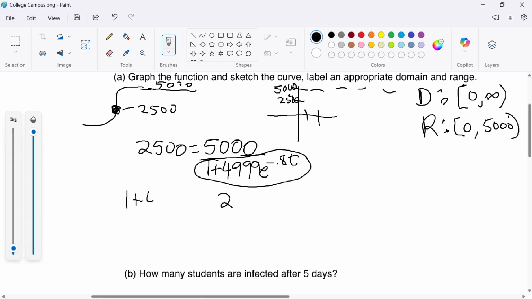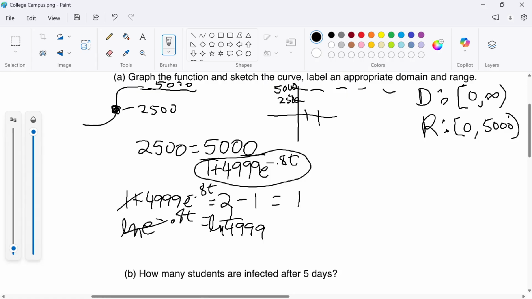1 plus 4,999 e to the minus 0.8t equals 2. I subtract 1 from both sides. And then I'll divide both sides by 4,999. E to the minus 0.8t equals 1 over 4,999. Now take the natural log of both sides. Natural log and e undo each other, so I have negative 0.8t equals log of 1 over 4,999. They're inverse functions. So technically this negative 0.8t, I shift down to the front of that.